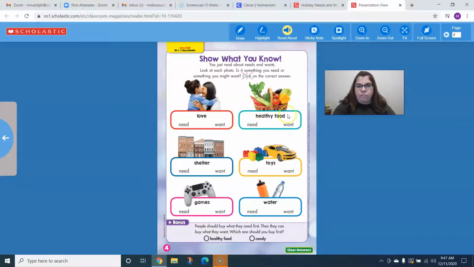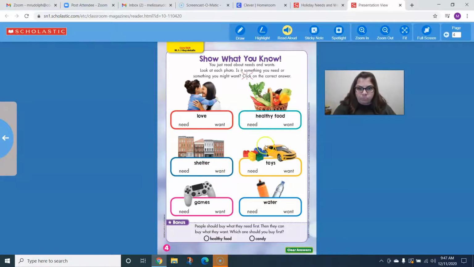Let's look at healthy food. Do we need healthy food or do we want healthy food? We need healthy food. I hope you got that right. Good job. We need food to be able to survive. Very, very good. Shelter. Do we need it or do we want it? That's right. We need it. If we don't have shelter, we're going to be out in the cold and it's going to be cold and rainy and we won't be able to protect ourselves from the weather.